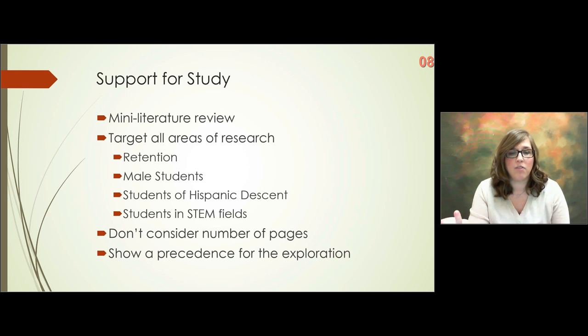I like to say, don't focus on the number of pages. Don't consider the number of pages. Consider the number of ideas that you want to explain. So this miniature lit review is enough to show that there's a precedence.